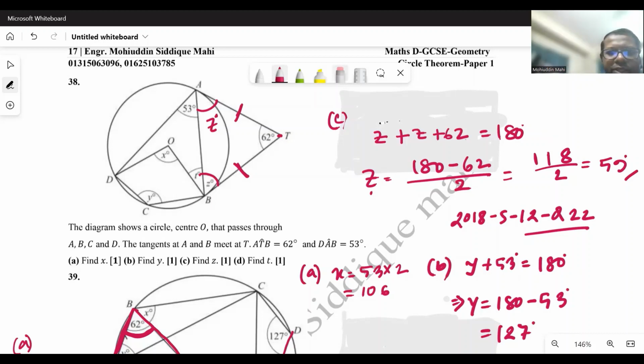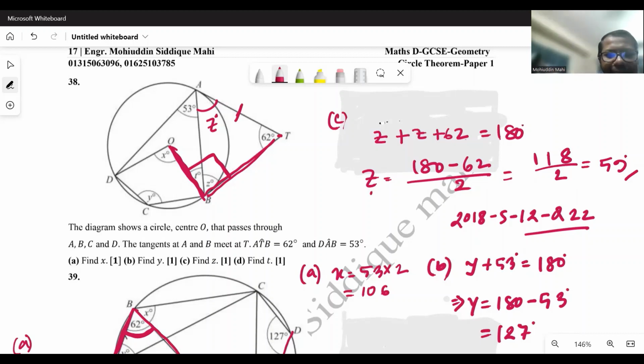Next, we have to find out T. Now, you need to know about another theory. When the radius intersects the tangent, then the angle at that intersecting point is going to be 90 degrees. When the radius of a circle intersects a tangent, then the angle at that intersecting point is going to be 90 degrees.